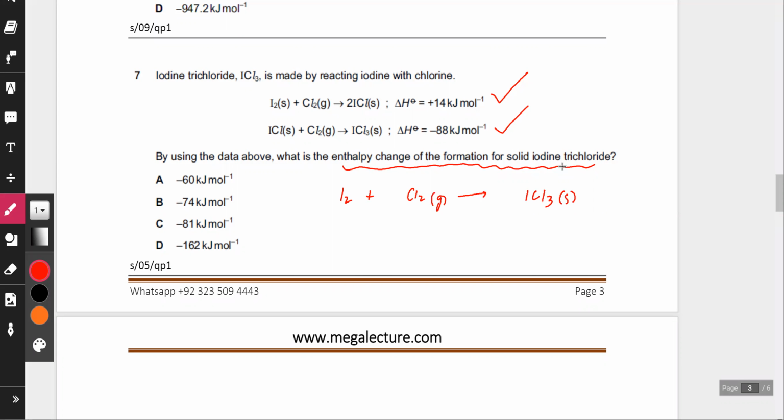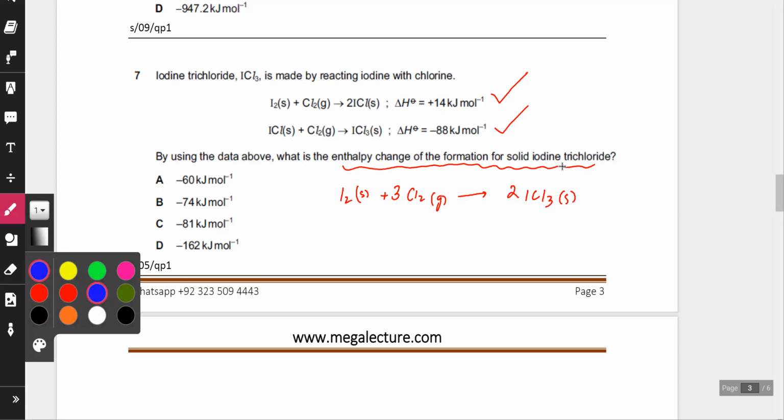The elements: this one would be a gas. This one is probably a solid. Iodine is a solid under standard conditions, right? And I'm going to double it so that I don't get fractions. Like there would be I2 and 3Cl2, right? So this is the enthalpy change that I need to figure out. So how can I connect the reactions together?